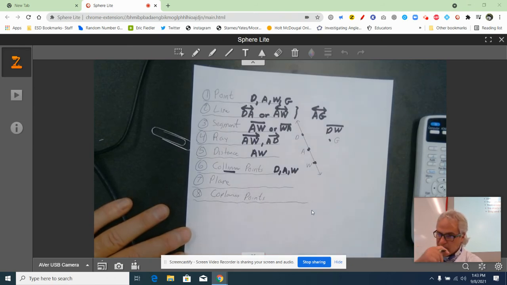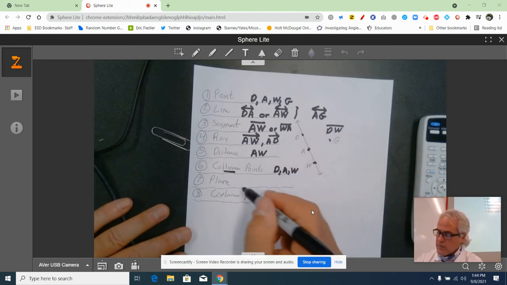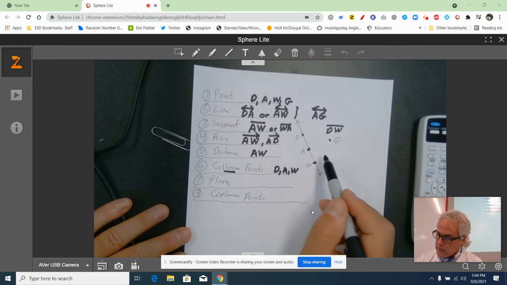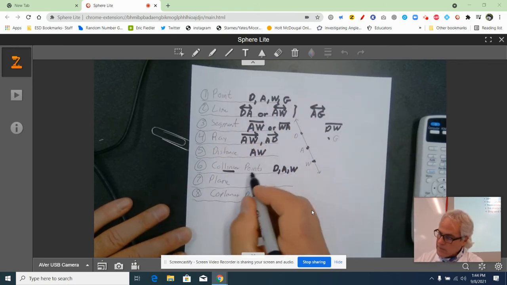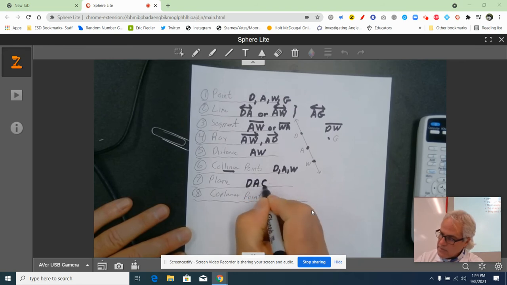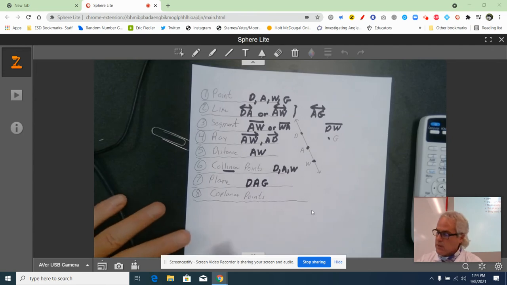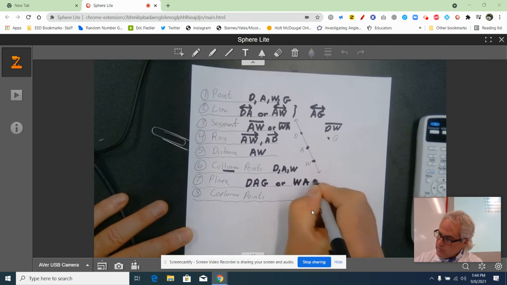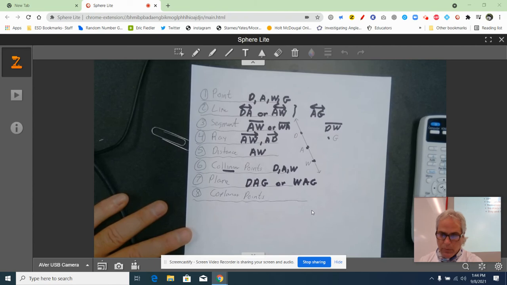Plane. Now, we've seen lots of different ways to do planes so far. There's cursive letters. There's no cursive letter here. But let's say I want to name the plane that these points lie in. What I do is I pick 3 points that are non-collinear. They don't lie on the same line. Like the name of the plane of my paper, I could say is DAG. And notice I don't separate them by commas, because if I do, those are points. I could also say WAG, because those are 3 non-collinear points. I could also give any order of those 3 points that I wanted to.